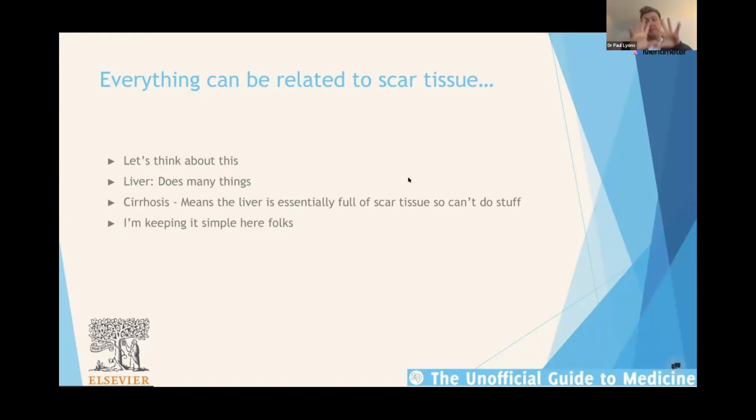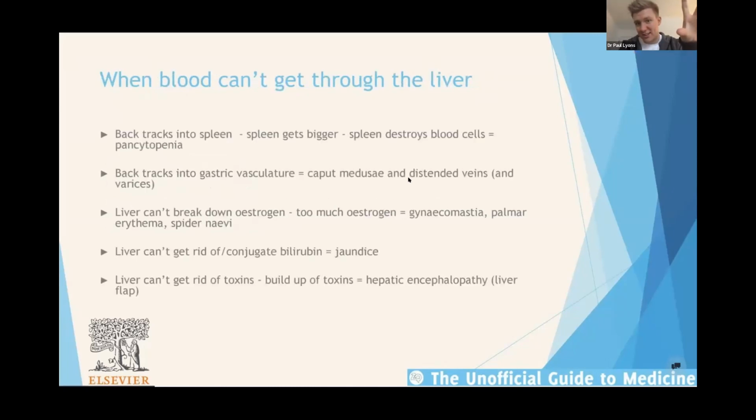Everything to do with the liver and liver disease can be related to the scar tissue that forms in the liver. If your liver is cirrhotic, that just means that your liver is full of bad tissue, and when it's full of bad tissue, the liver can't do what it's meant to do. As you will know, you've done scientific medicine more recently than I have, the liver does a hell of a lot of stuff. If it is all filled with scar tissue and it can't do it, lots of things go wrong. I'm trying to keep it really simple because I tend to think simply. So everything that happens in liver disease can be related to the scar tissue.